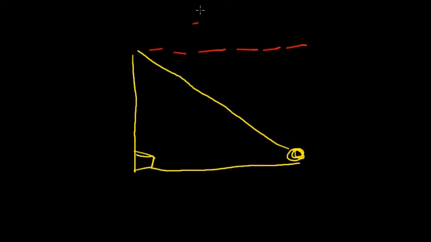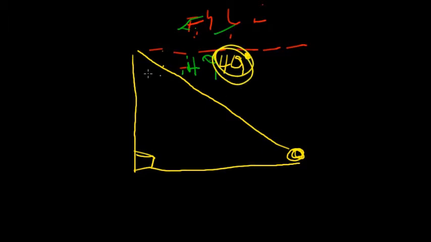So the angle of depression is 49 degrees. So this angle is going to be 49 degrees, as showing right here. So what do we know about these opposite angles? Well, they're the same, which means they're congruent. So this is also 49 degrees.